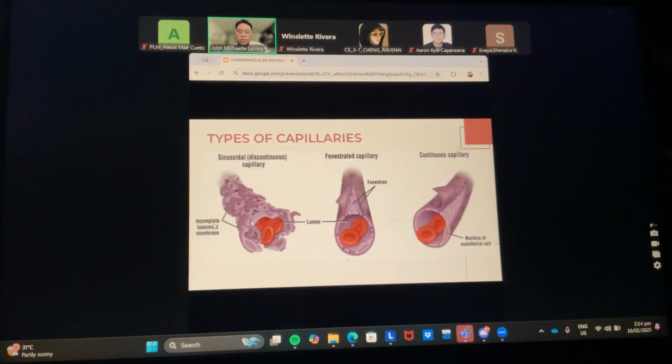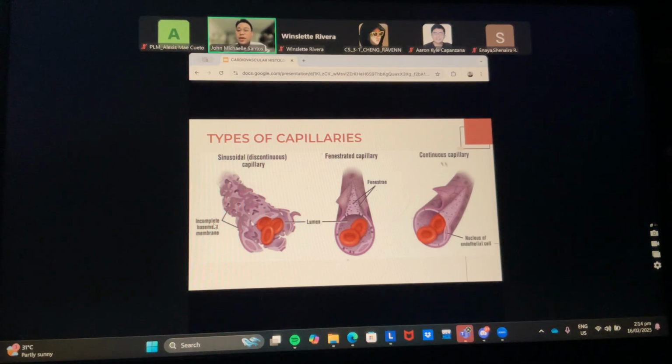So how do nutrients seep out or diffuse from your capillaries? Di ba? Since they are the site of nutrient exchange and oxygen exchange. So you have different types of capillaries which will do those functions. Okay, you have your sinusoidal or your discontinuous. As you can see here, it has incomplete basement membrane. You have fenestrated capillaries. Ayan, fenestrated. Continuous siya pero marami siyang butas.